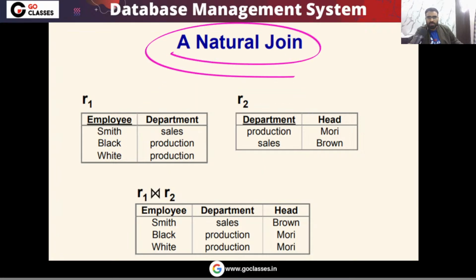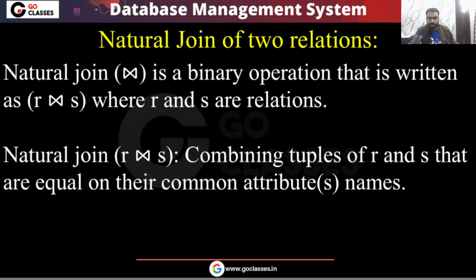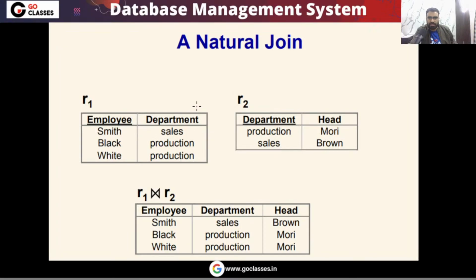Now what is the natural join? R1 natural join R2 simply means that we will combine the tuples of R1, R2 where the tuples are equal on the department attribute. You can see the tuples must be equal. We will combine the tuples of R, S where the tuples are equal on their common attribute names. So which tuples will we combine? You can see this tuple has department equal to sales and this tuple also has department equal to sales. So this tuple number 1 will combine with this tuple. So in the output we will get Smith, sales and Brown.